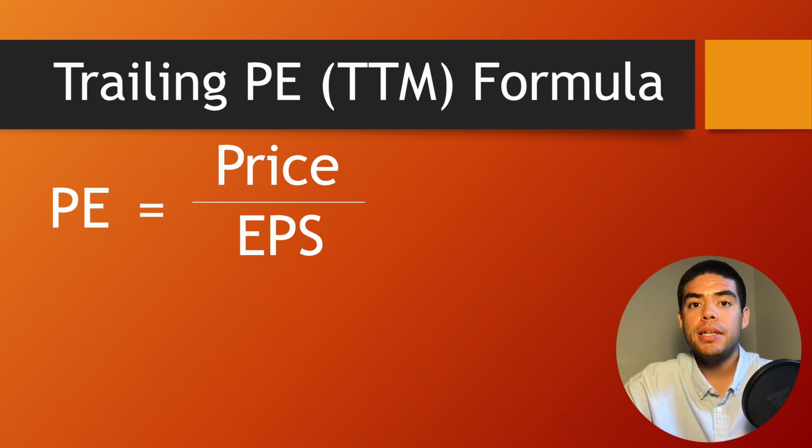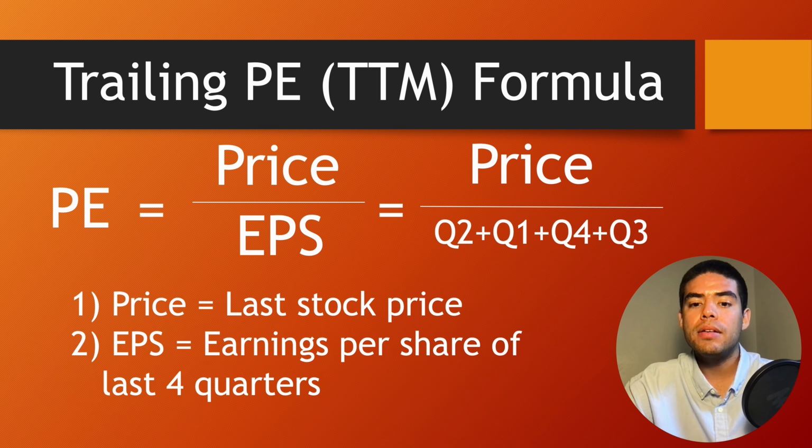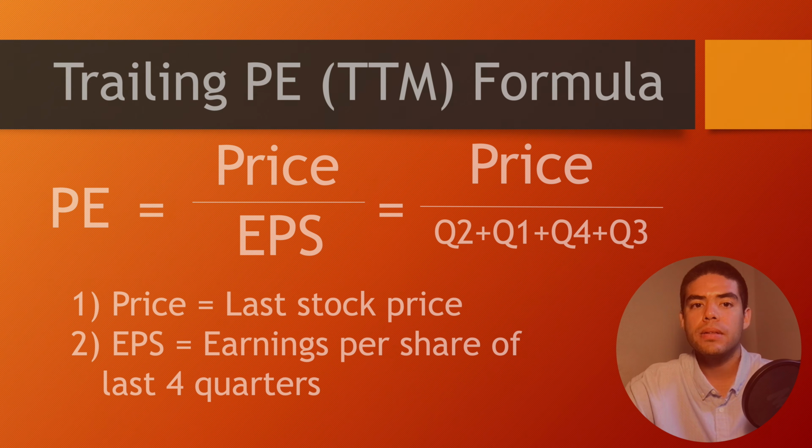Thus, the trailing PE formula of price divided by EPS can also be shown as price divided by the sum of the first and second quarters of 2024 and the fourth and third quarters of 2023.